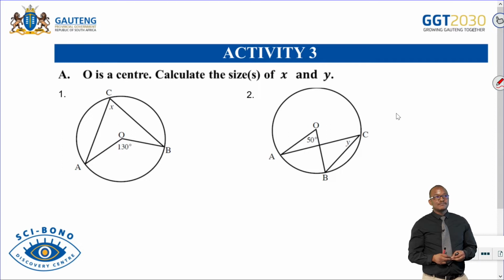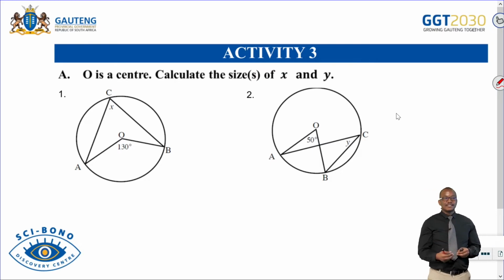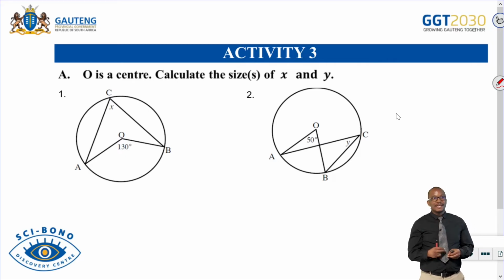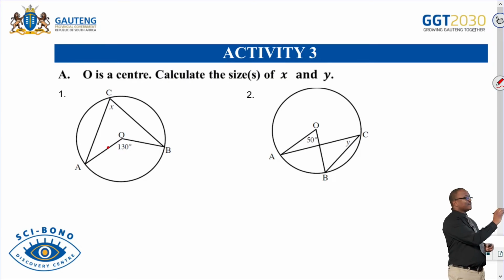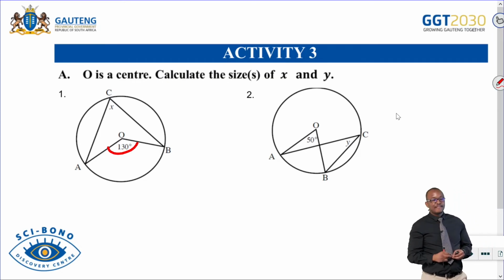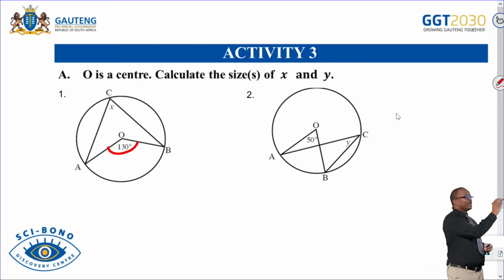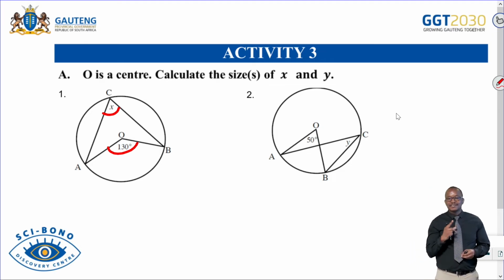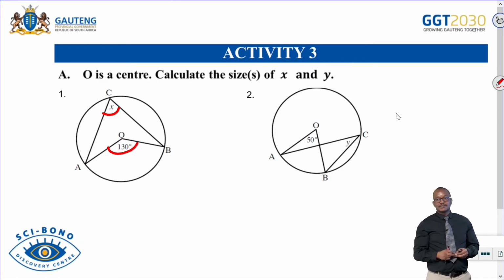The first one says O is the center. Calculate the sizes of x and y. Remember, in the first case, we have the circle with the points A, B, and C, and O is the center. The angle given there at center is 130, and we have the unknown variable there at the circumference at C, which is x. Then we need to calculate that angle. Then we have to write the statement for this question.